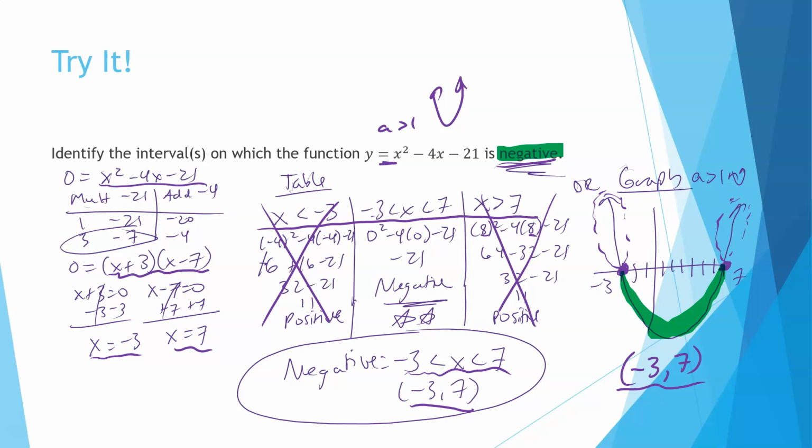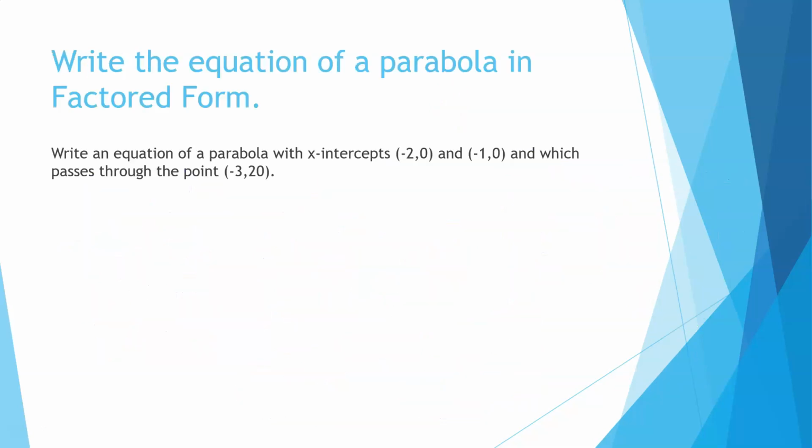All right, last but not least, the third concept for today is we want to be able to write an equation of a parabola in factored form if we're given different pieces of information. So in this case, you can see it says write an equation of a parabola with x-intercepts. That's going to be important. In today's lesson, you'd have to be given the x-intercepts, and then it passes through -3, 20. So in these types of problems for this lesson, you'd be given x-intercepts and another point.